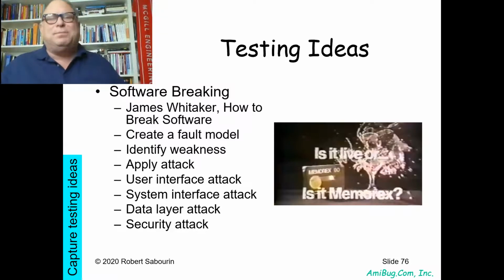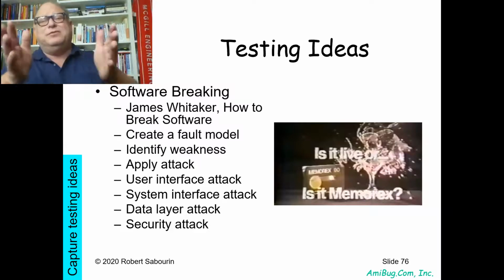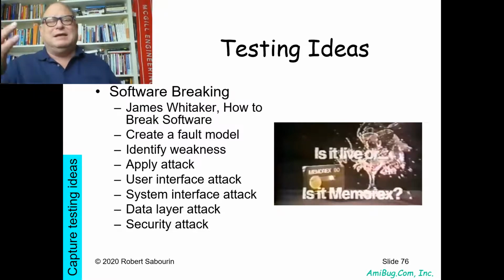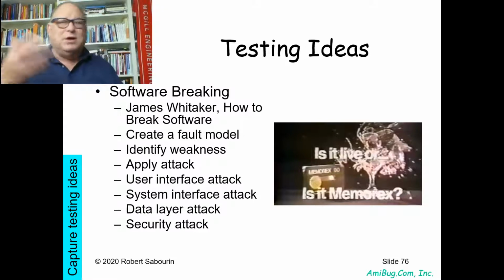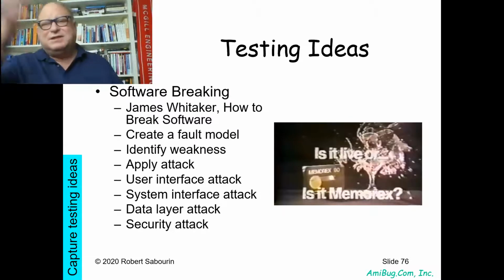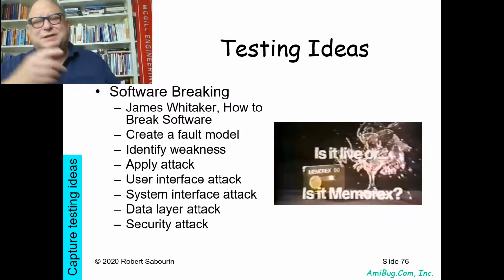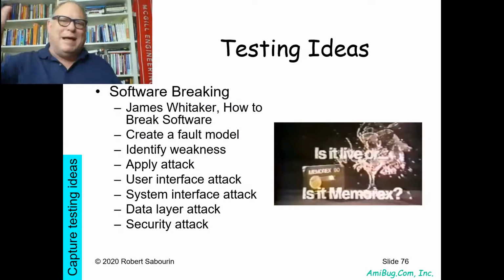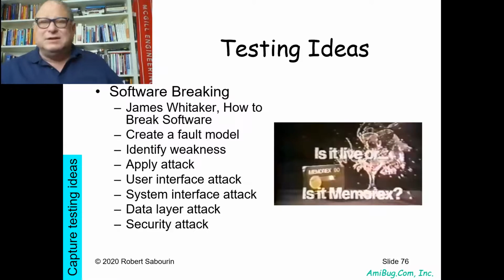Once you apply the attack, then you'll be able to say whether the application is robust from the point of view of that attack. This attack may involve having to write some code. It may involve some sort of interesting testing or some use of tools. There are user interface attacks, system interface attacks, data interface attacks, security attacks, all manners of attacks. So the type of testing idea to challenge the robustness of your software is basically called software breaking.